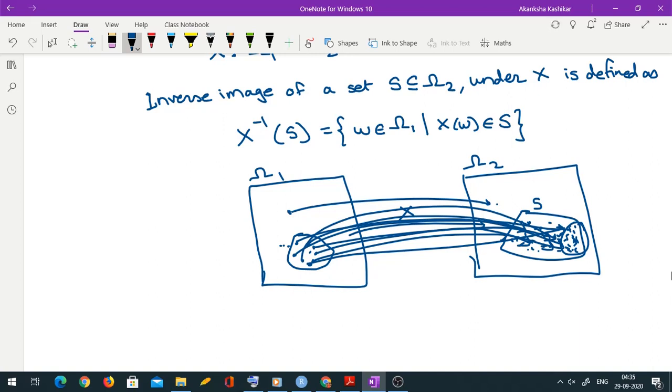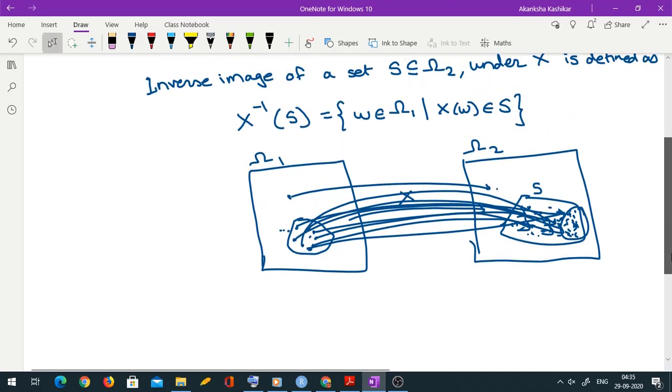What you do is, you collect all those omegas from the domain set whose images are in S. This is known as inverse image. X inverse S is known as inverse image because you are kind of going backwards. You start with S from the right hand side and then you see which elements from here land up there. So inverse image is the set of all those omegas in omega 1, that is the domain set, whose images are in S. Let me take some example.